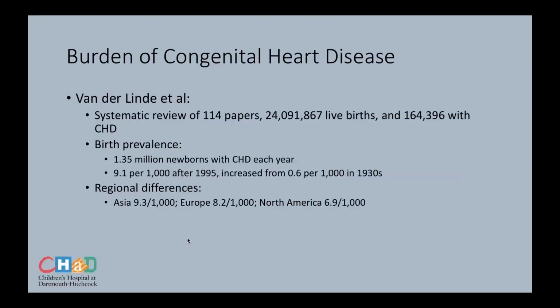So the Vanderlinde paper, again, was a systematic review of 114 papers, nearly 25 million live births, 160,000 patients with congenital heart disease. And they calculated the birth prevalence to be about 1.3 million births with CHD each year. This equated to about 9.1 per thousand after 1995. Looking back over time, that was a steady increase from the 1930s, where it was quoted to be much lower, about 0.6 per thousand on the original detection.